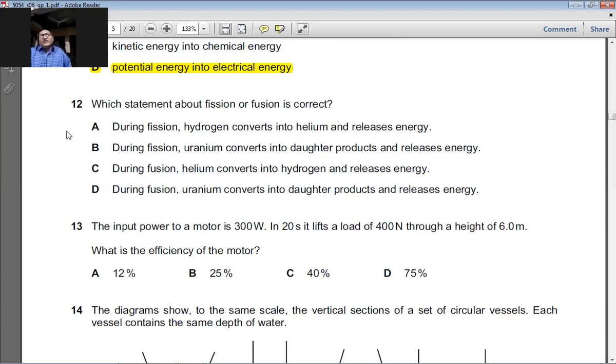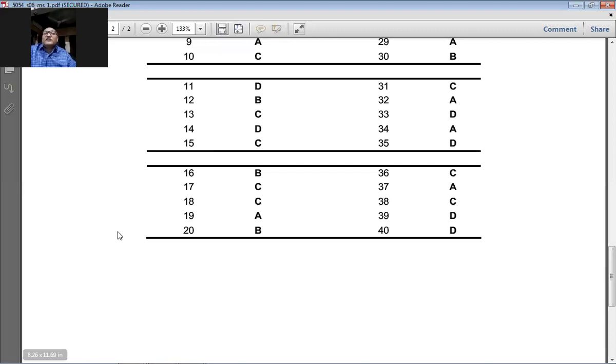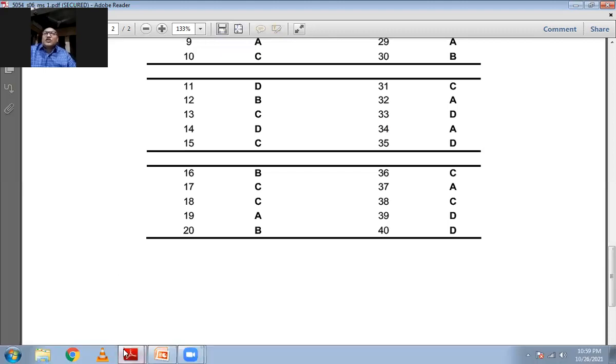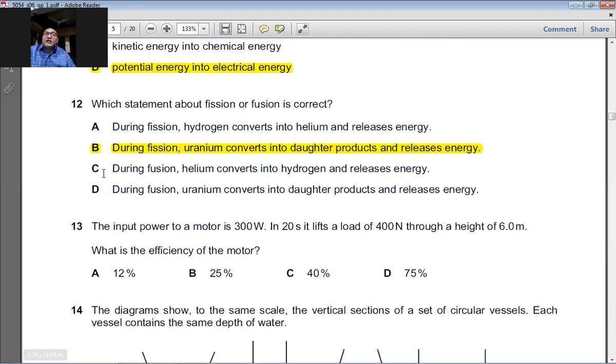And D is, during fusion, uranium converts into daughter products and releases energy. So the fusion process is not happening in nuclear reactors. In our nuclear reactors, fission is happening. So during fission, uranium converts into daughter products and releases energy. So this is the answer, and it is B. So question number 12, B is the answer. Let me show you. Question number 12, B is the right answer.